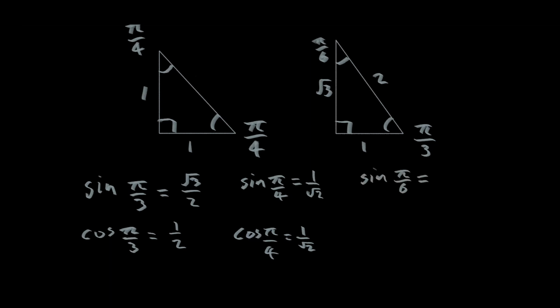Okay, so from the special triangle, that is 1/2. And the cosine of pi on 6 is going to be root 3 over 2. Okay, so now what we can do is include these on the trigonometric unit circle as x and y coordinates. So we are pretty much done, and you'll see why.